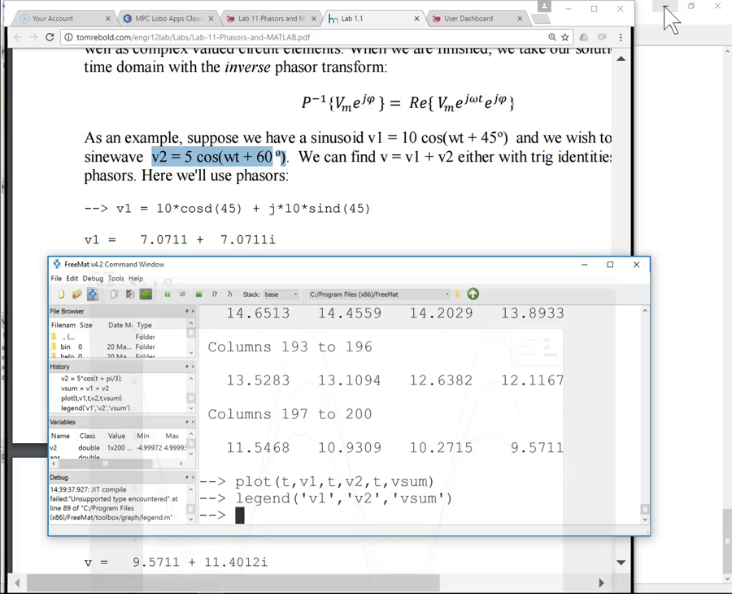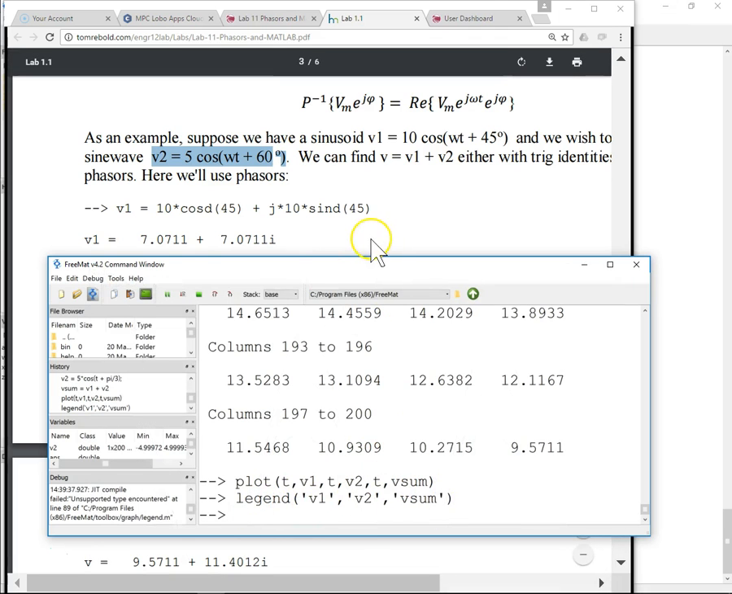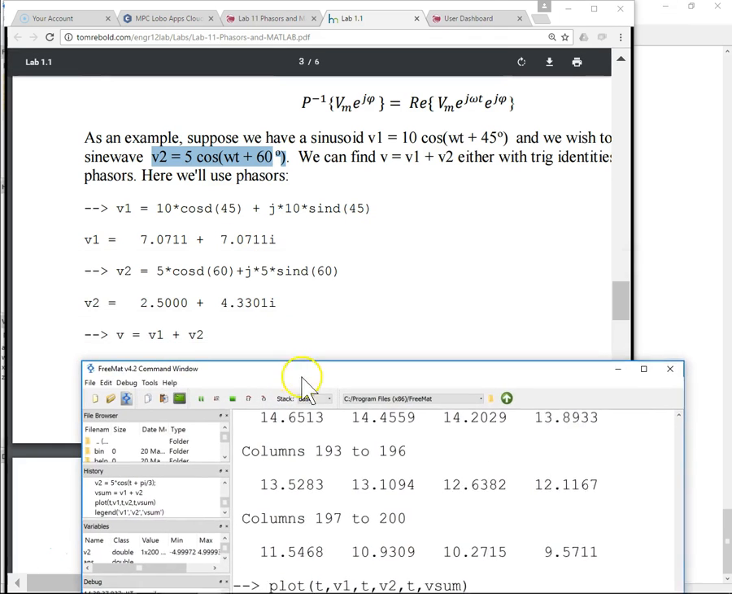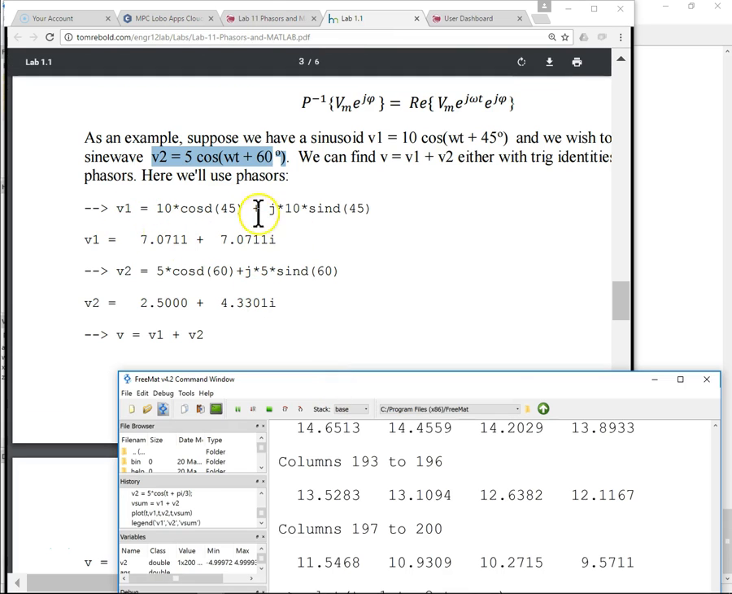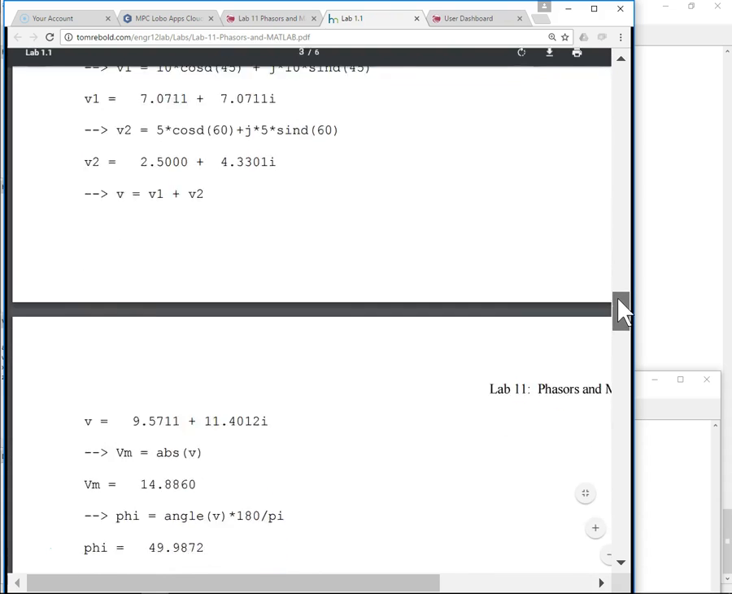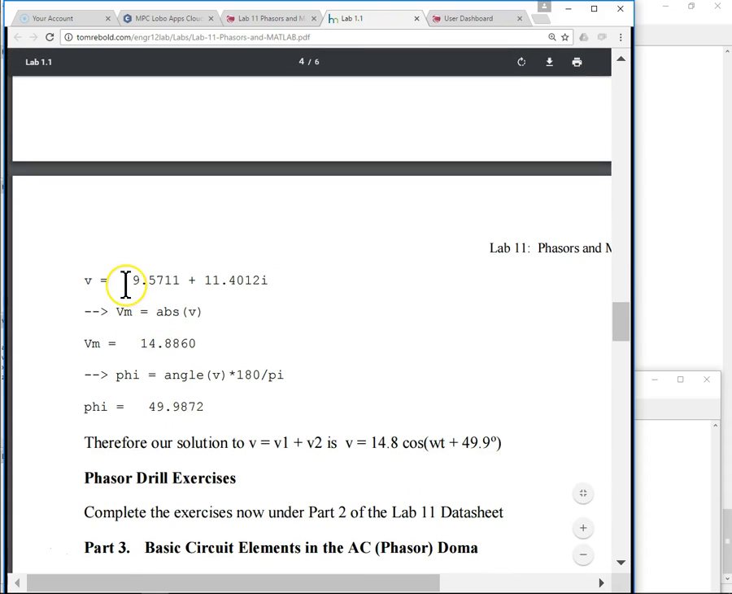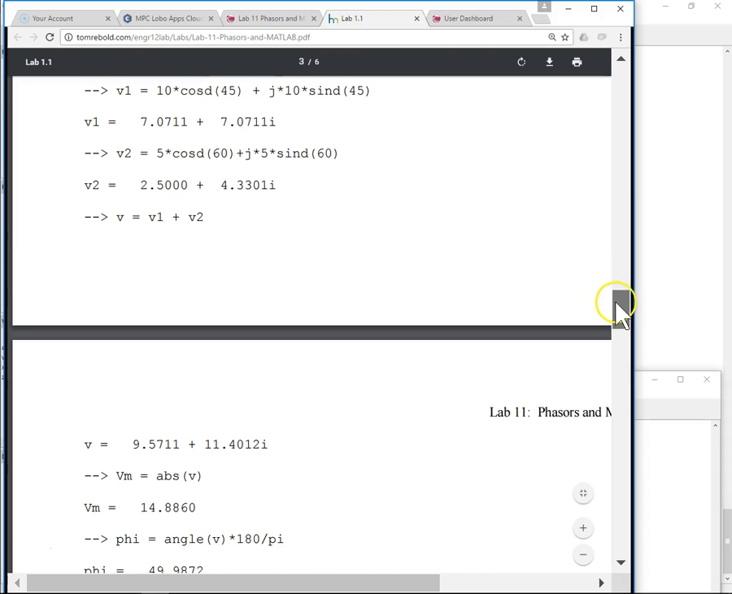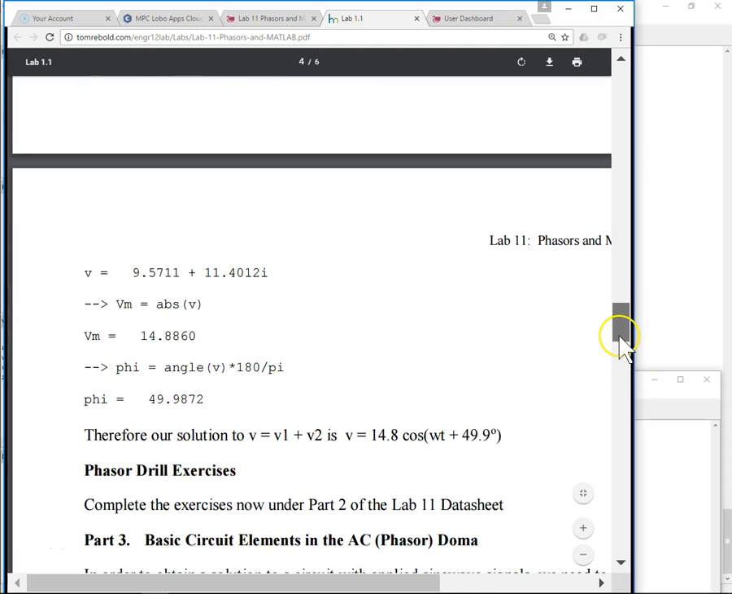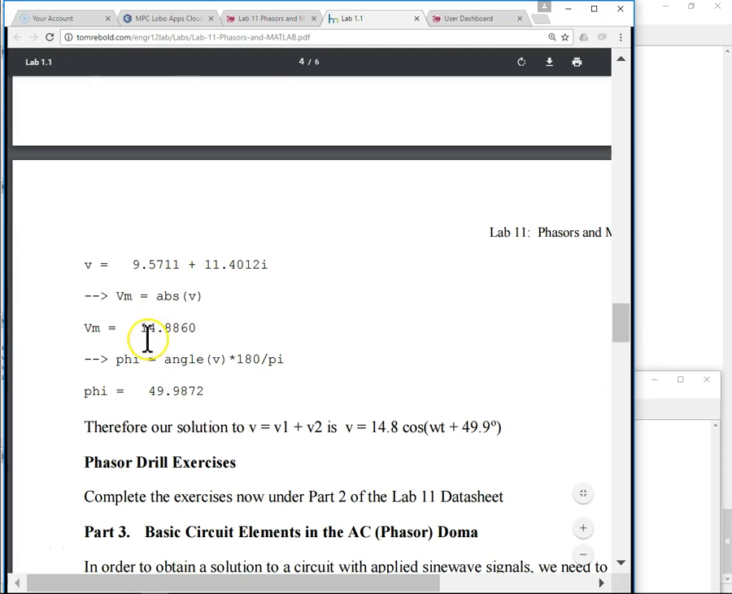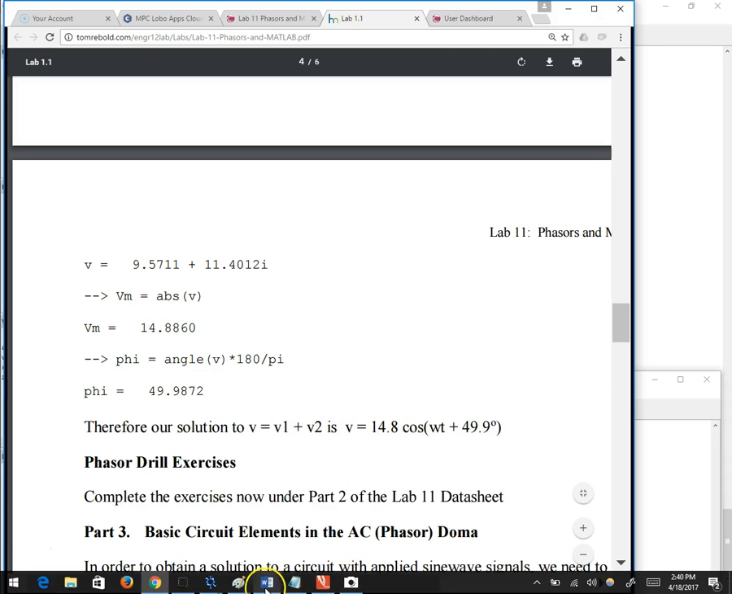So instead we do this shortcut by doing the phasor transform, converting each into a complex number. We sum those two complex numbers together, which gives us 9.57, 11.440. Now we find the magnitude and phase of that complex sum, and that becomes our solution. Now we can add one more plot on this curve.